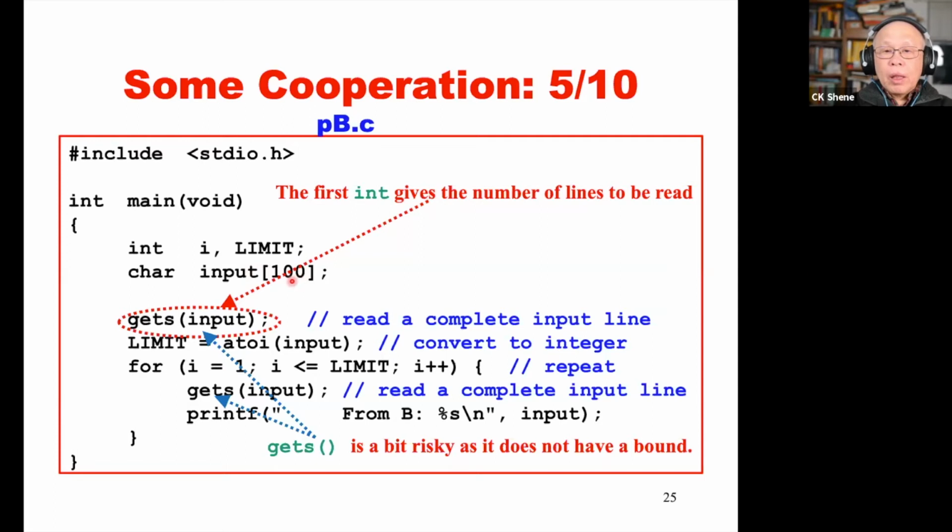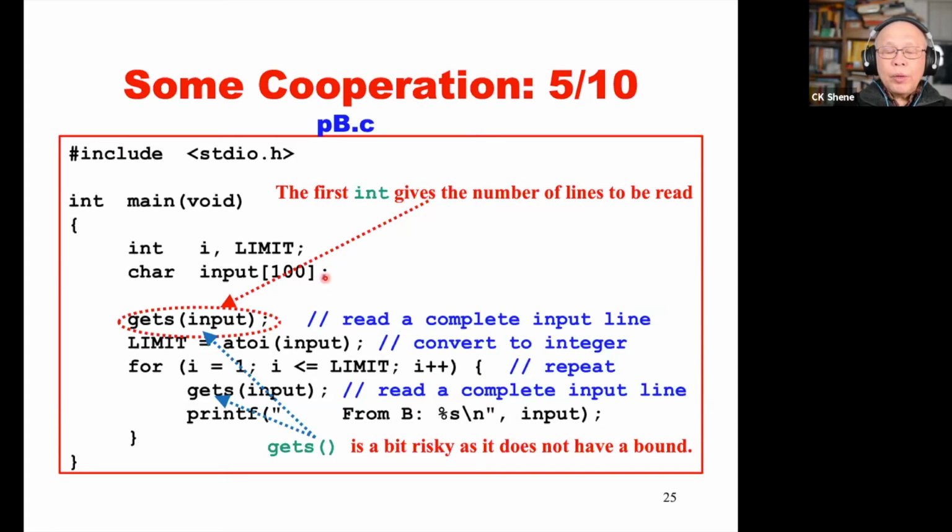But what if that input line has exactly 100 characters? So those 100 characters would be stored in input from 0 to 99. But we need a binary 0 to end that string. Where can we store that binary 0? When gets reads this, it simply saves the binary 0 in the 101st position. And that one is not in the input array, right? We have an array overflow situation, out of bound.